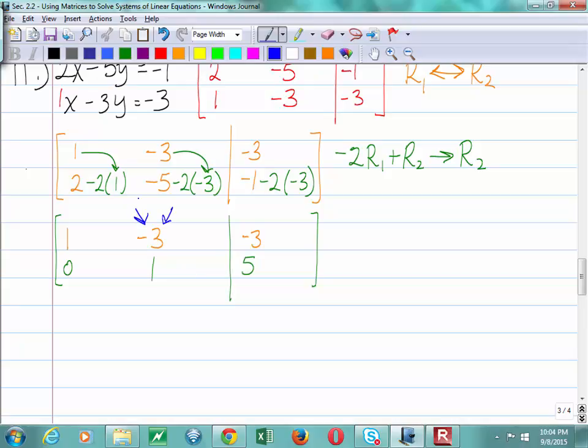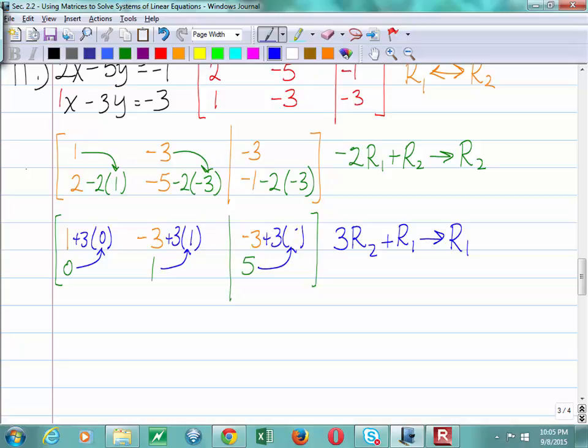So it's going to be similar to what I just did on the last step. The opposite of -3 would be +3. I'm going to multiply that by the row that has a 1 in it for that column, which is row 2, and I'm going to add that to row 1, and that's going to become the new row 1. So this is going to be plus 3 times 0, plus 3 times 1, and plus 3 times 5.